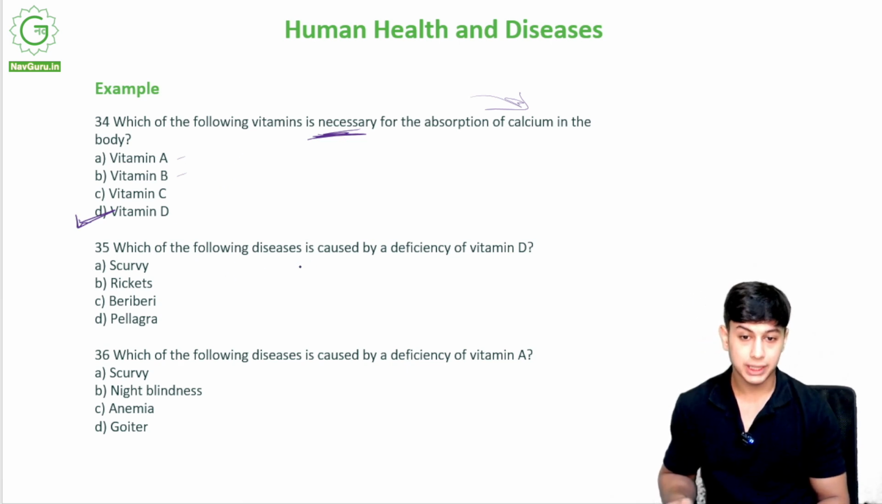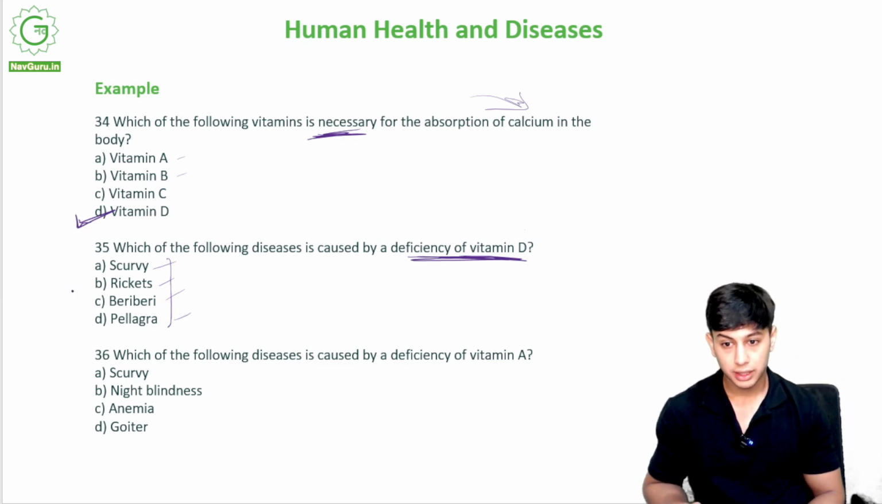Which of the following diseases is caused by a deficiency of vitamin D? Is it scurvy? Is it rickets? Is it beriberi? Is it pellagra? Out of these, which one is a deficiency of vitamin D? It is B, rickets.